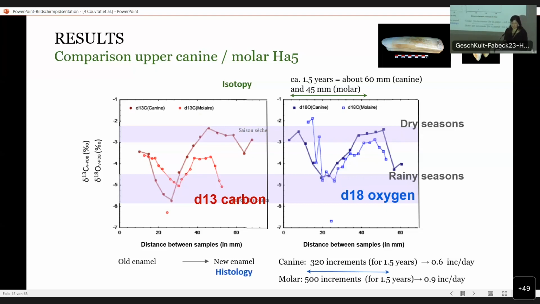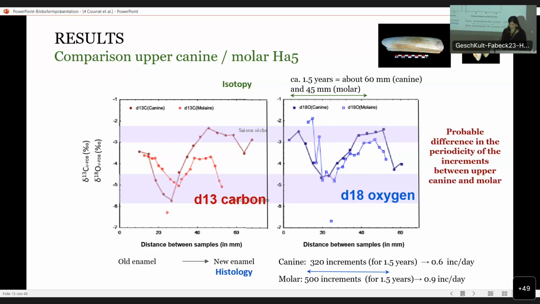And when we compare this to the dental histology, we counted 320 increments for the canine, which leaves us with 0.6 increment per day for the canine, but for the molar we counted 500 increments for this distance, and it leaves us with 0.9 increment per day. So you probably have a difference in the periodicity of the increments between the upper canine and the molar for this specimen.